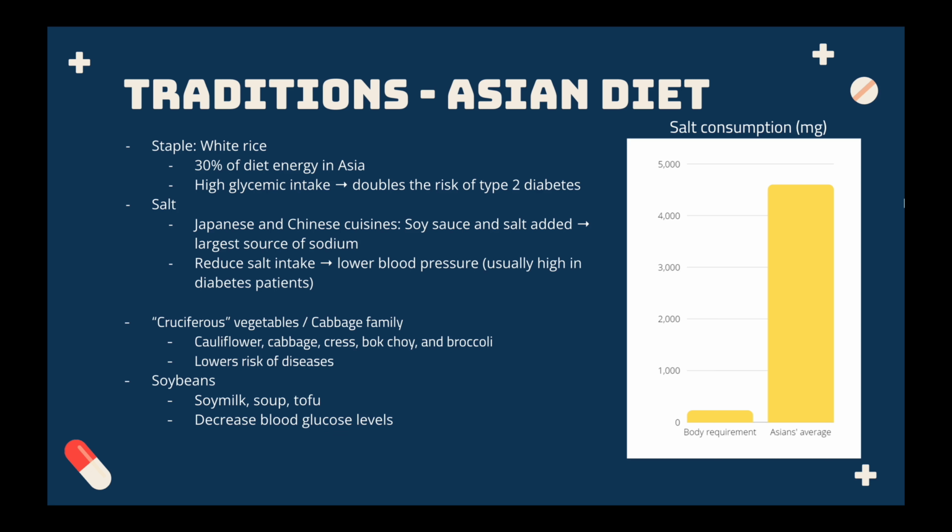On the good side, though, our diet contains many cruciferous vegetables, or veggies of the cabbage family. These include your favorite cauliflower, cabbage, broccoli, etc., and they're great for lowering the risk of various diseases. Soybeans are also a popular ingredient, seen in our local Hong Kong-style soy milk, as well as tofu and soup, which help decrease blood glucose.